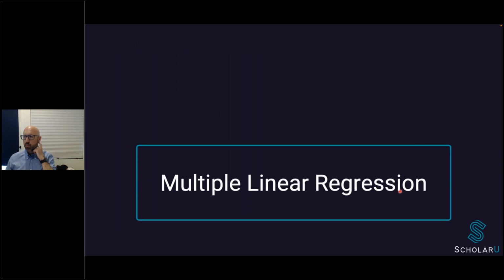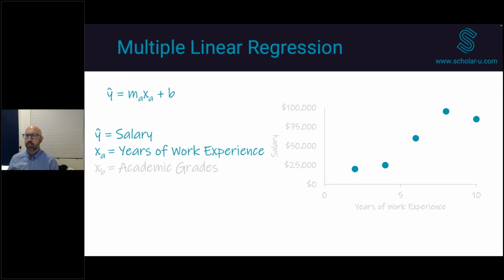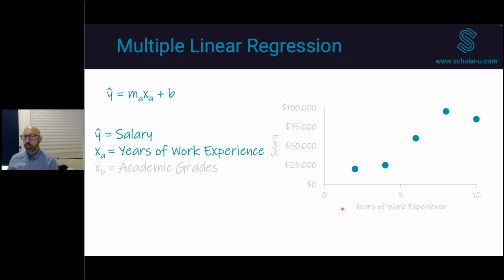So the final thing I want to cover in the theory before we move into our spreadsheets is multiple linear regression. So far we have learned about simple linear regression, which basically means we have one variable. In our case, it is the years of work experience, and with that one variable, we determine the salary. We had our equation of y equals mx plus b. I added a sub a, which means the years of work experience.